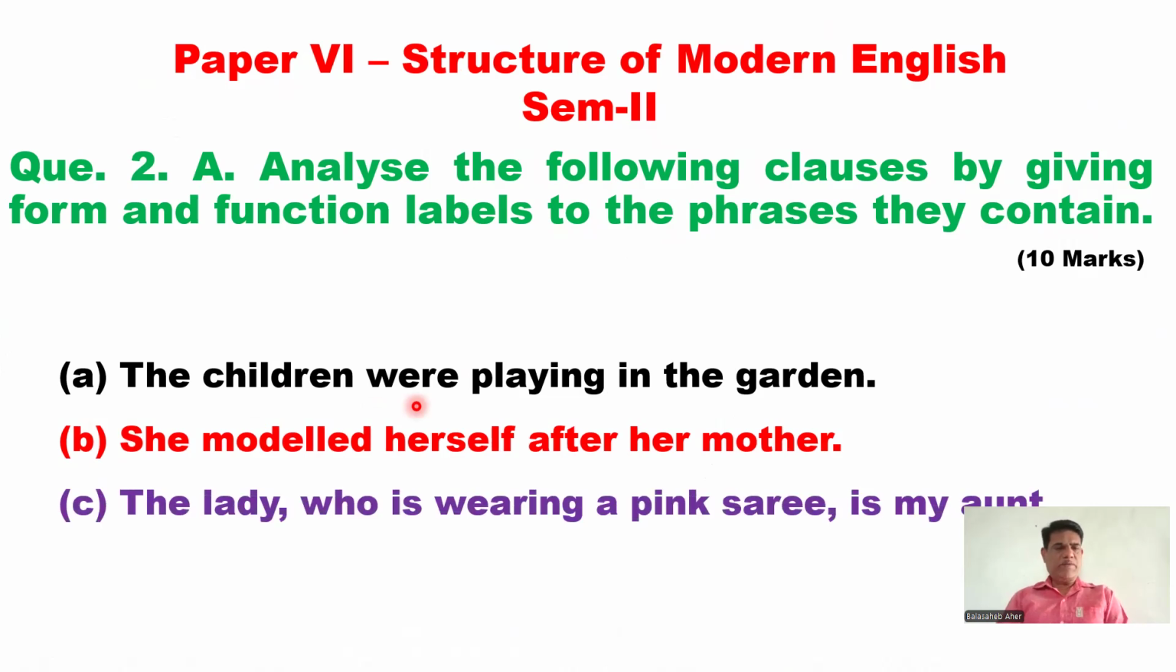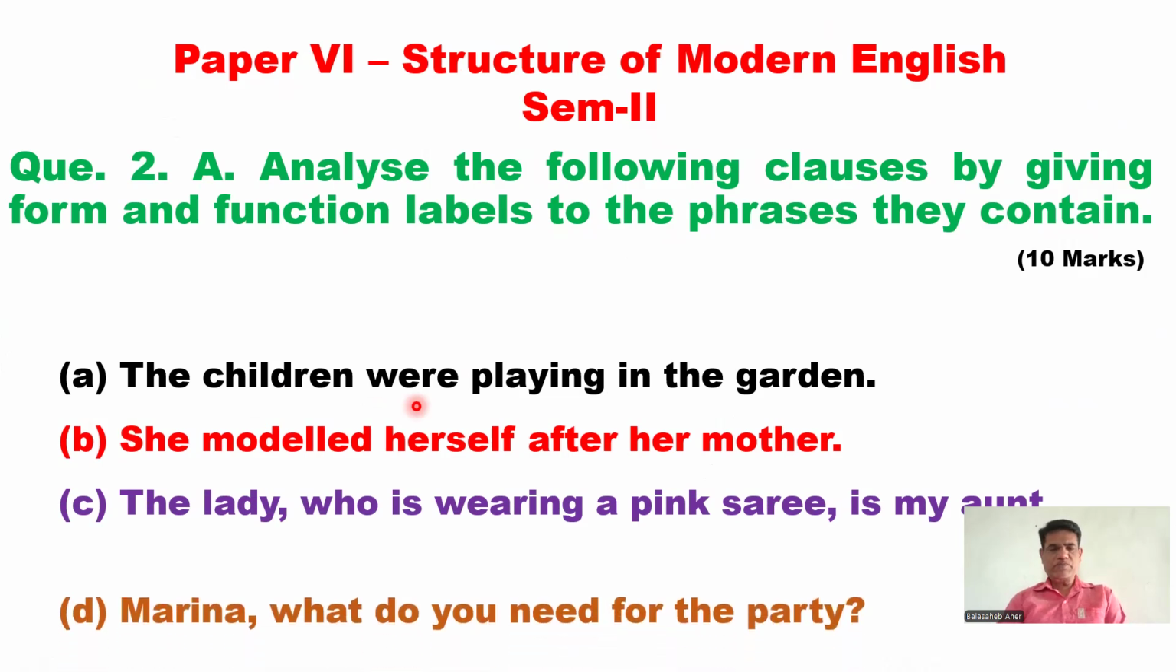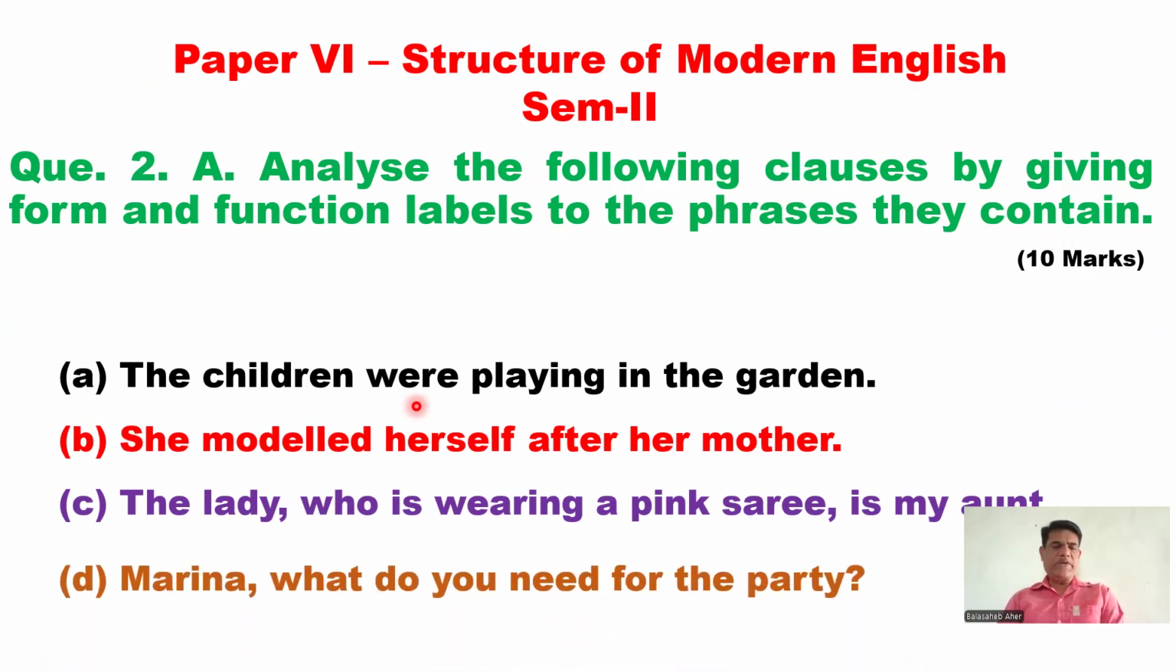These are the four examples that we have taken. The children were playing in the garden. She modeled herself after her mother. The lady who is wearing a pink sari is my aunt. And the fourth one is: What do you need for the party? These examples I have taken from the old question paper. Now let us see what we have to do with them.